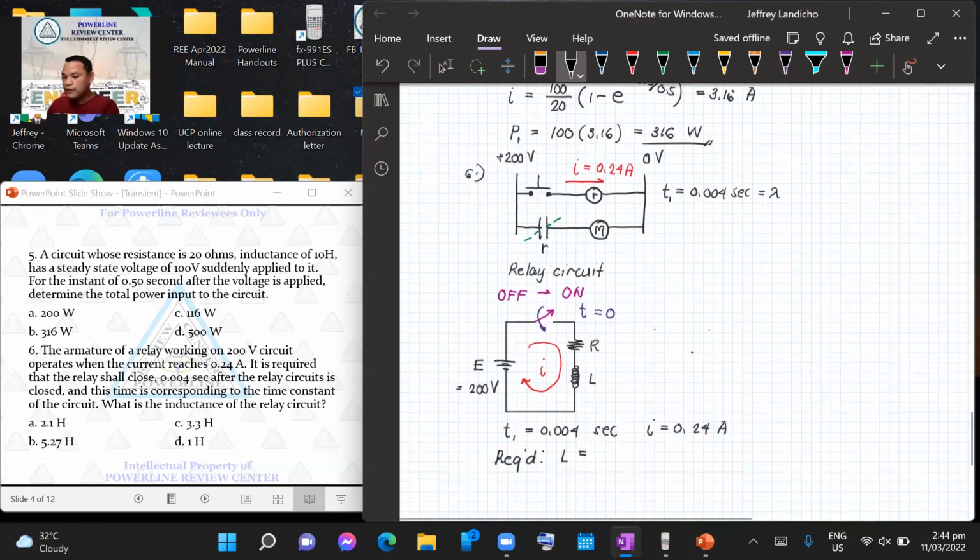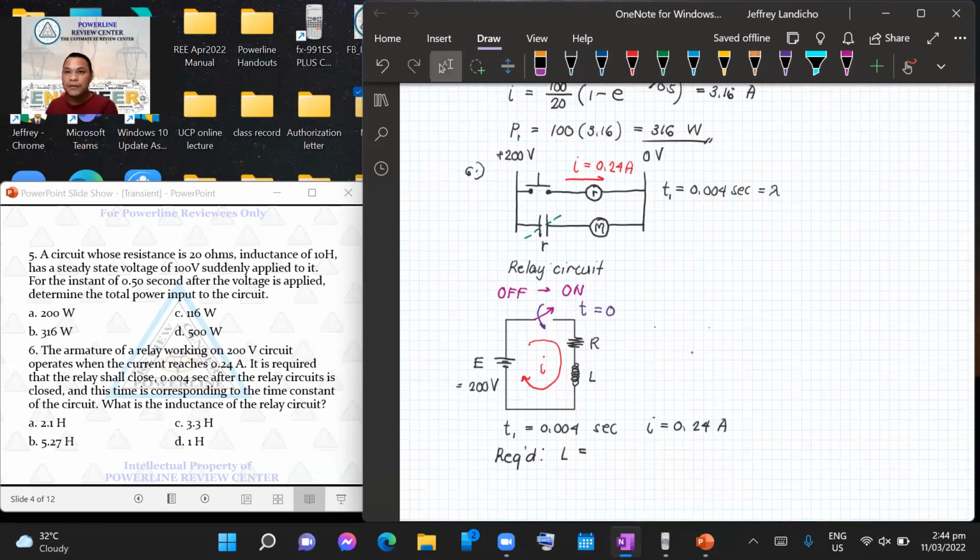Okay? So to solve for the inductance, walang flux na given, walang number of turns doon sa coil ng ating relay. So saan natin kukunin? Doon sa kanyang time constant. Alam na kasi natin si time constant which is also 0.004. So this is L over R.